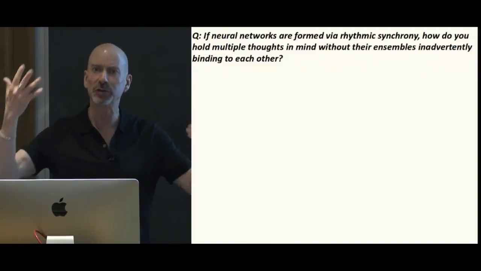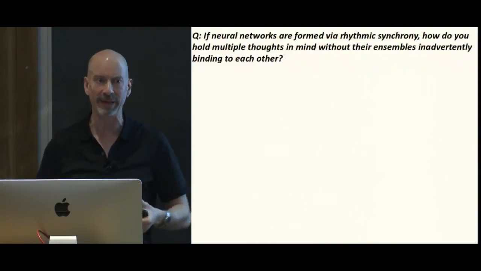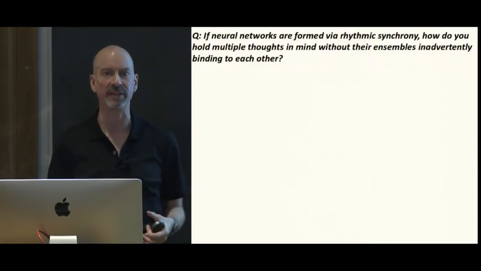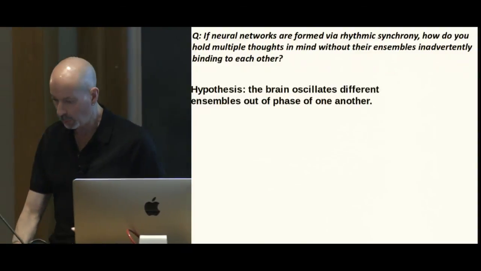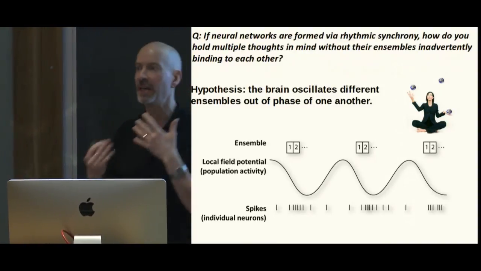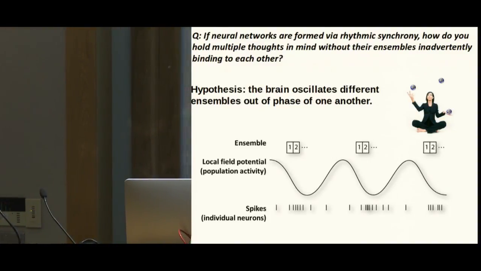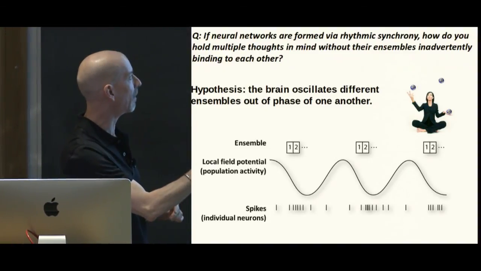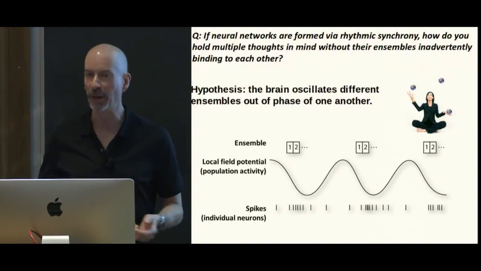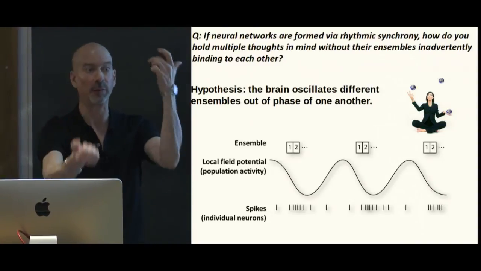That being the case, how do I hold two thoughts in mind simultaneously if they're both defined by synchrony in the same frequency band? If I try to activate two ensembles at the same time, why don't they synchronize together and mush the two thoughts together? Well, one idea, first from John Lisman, is that the brain oscillates the two different ensembles in and out of phase of one another, the so-called phase coding hypothesis. John's purely theoretical idea was that the spikes that are part of one ensemble versus the other line up on different parts of the oscillatory cycle, and essentially the brain does a juggling act. You have two thoughts, and the brain is juggling them in and out of phase of one another, so it keeps them from interfering with one another.